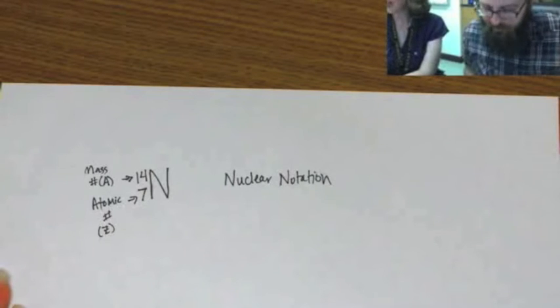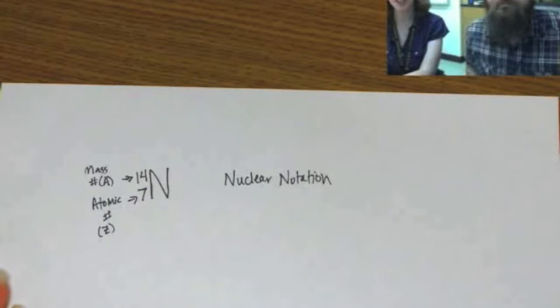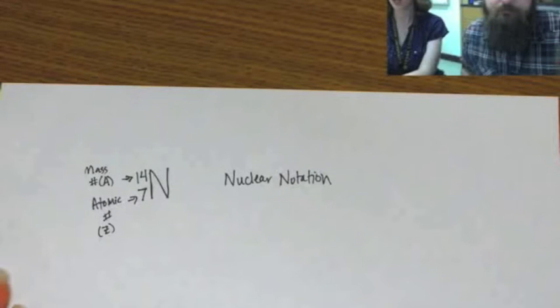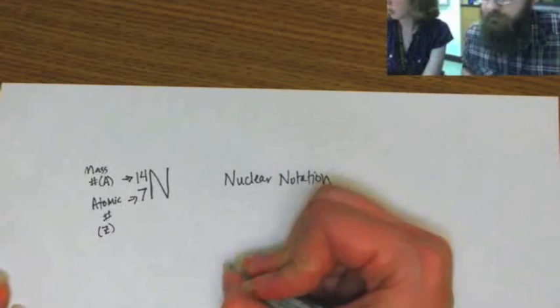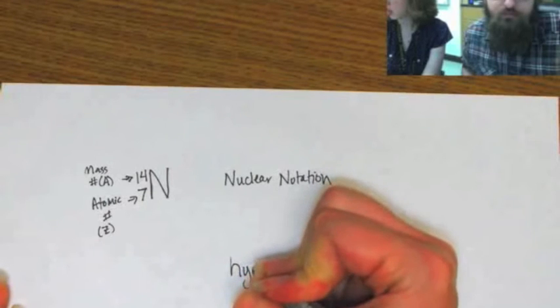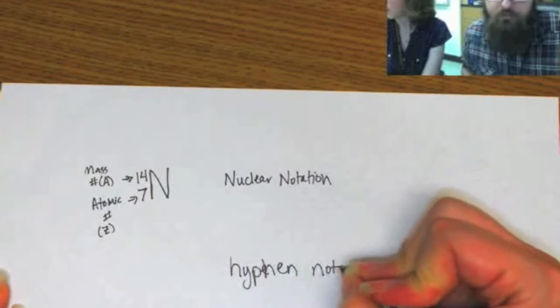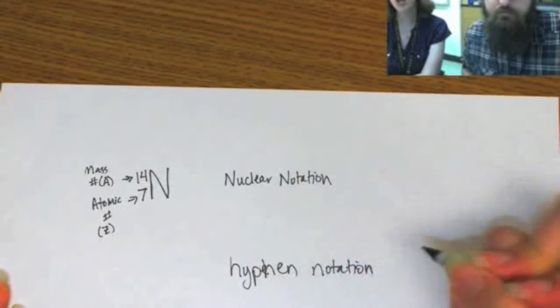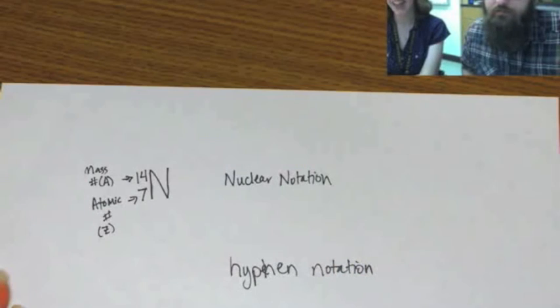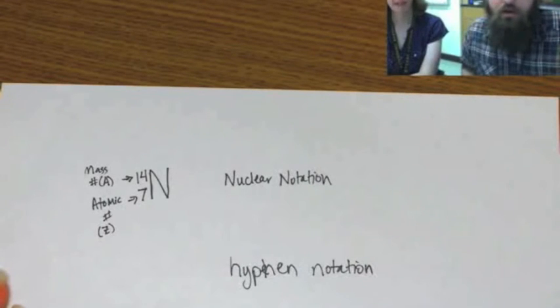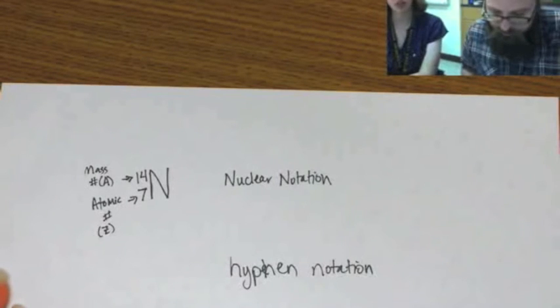Protons. Okay. Something else we can write that actually gives us a little bit less information, but still helpful information, is what's called hyphen notation. Hyphen notation is just going to give us what element we're looking at and its mass. Because how can we find our atomic number if we don't have it? Well, how do we find it for nitrogen? We looked on the periodic table.